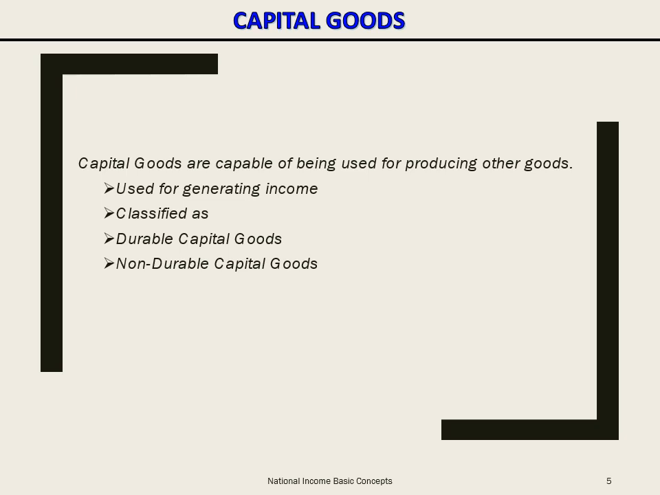Services rendered by teachers, doctors, then maid servants, they are all services. Further, we come to capital goods. Capital goods are those goods which are capable of producing other goods. They are producers' goods.